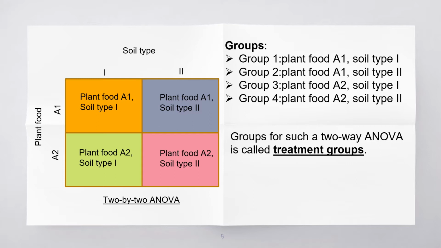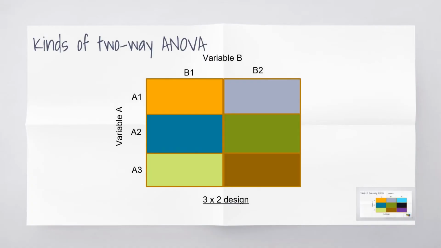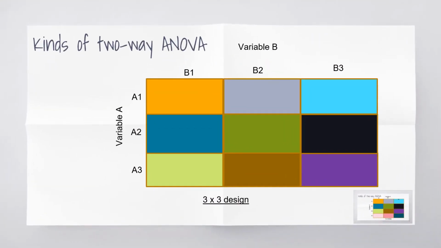There are other kinds of two-way ANOVA aside from the 2 by 2 ANOVA. In this figure, we can see a 3 by 2 design or 3 by 2 ANOVA. The first factor or variable A has 3 levels and the second factor or variable B has 2 levels. This kind of ANOVA has 6 treatment groups. In this figure, we can see a 3 by 3 design or 3 by 3 ANOVA. The first factor or variable A has 3 levels and the second factor or variable B has 3 levels. This kind of ANOVA has 9 treatment groups.